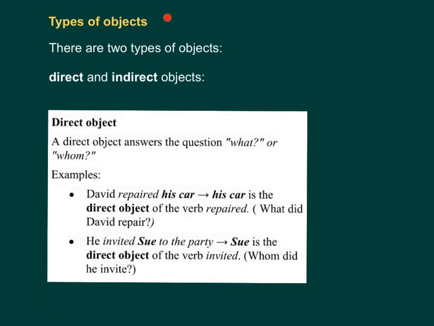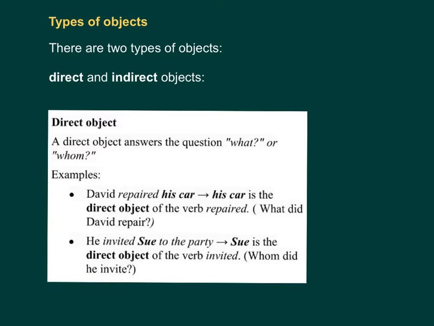Now let's look at the types of objects. There are two types of objects, direct and indirect objects. Let's look at the direct object. A direct object answers the question what or whom. For example, David repaired his car. His car is the direct object of the verb repaired. So, what did David repair?